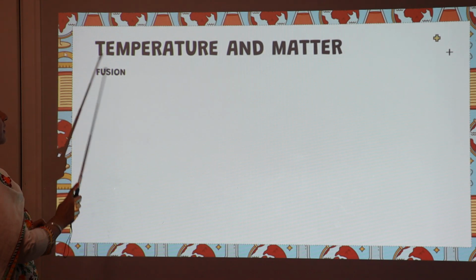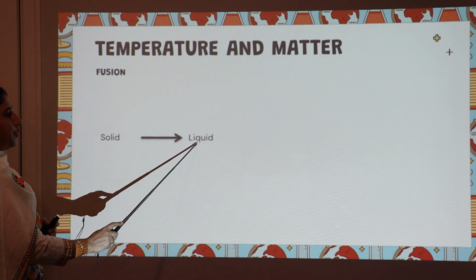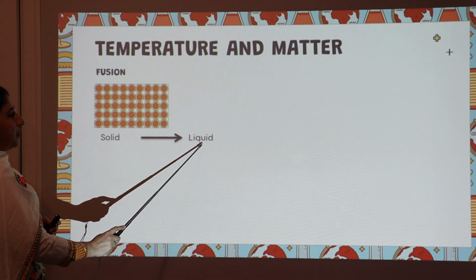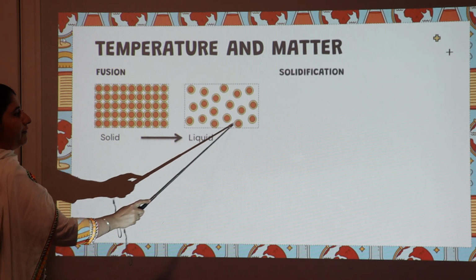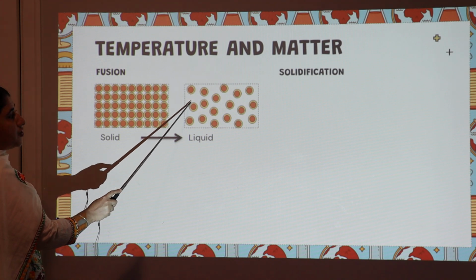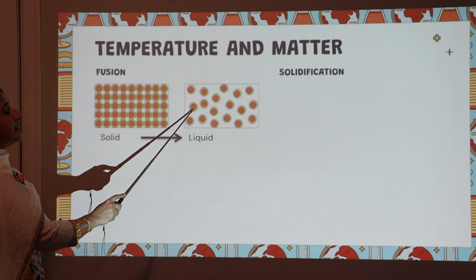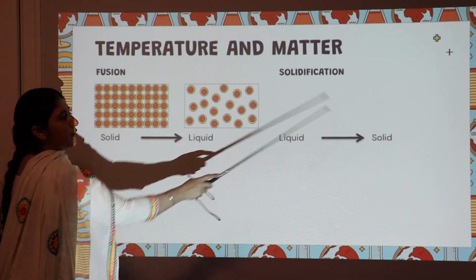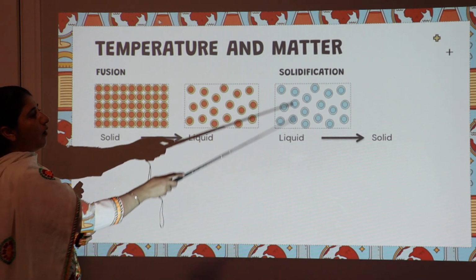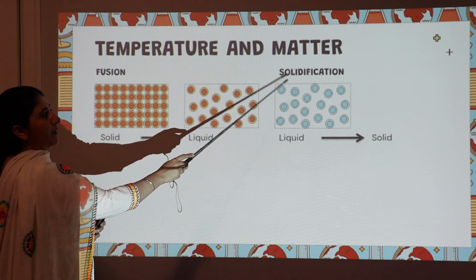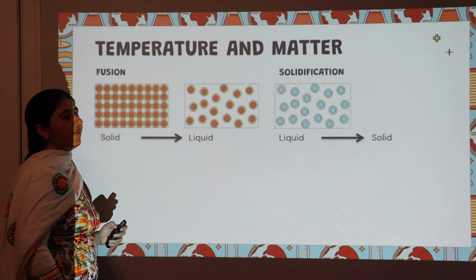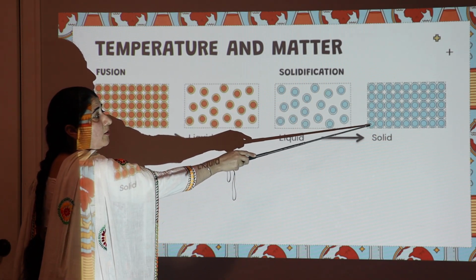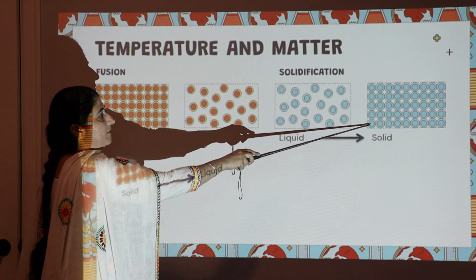So in fusion, as we know, solid is converted into liquid. Solid means the particles are tightly packed. When they are converted into a liquid, the particles move far away from each other, means there are large empty spaces between the particles. The second process is solidification, in which the liquid is converted into solid. Liquid means particles are already separated from one another, but when they are converted into solid, the arrangement of the particles changes and they are tightly packed in a regular or irregular pattern.